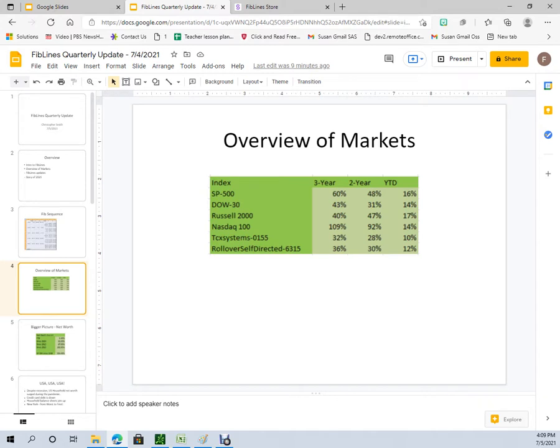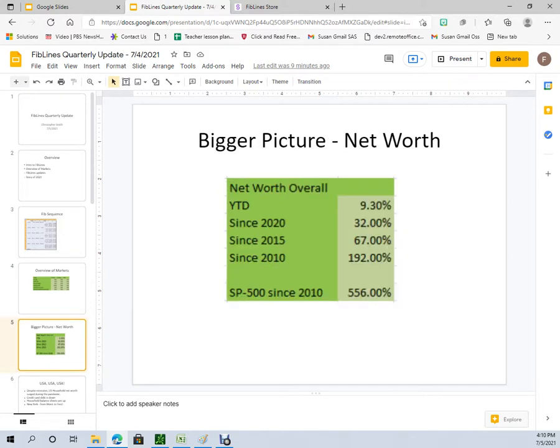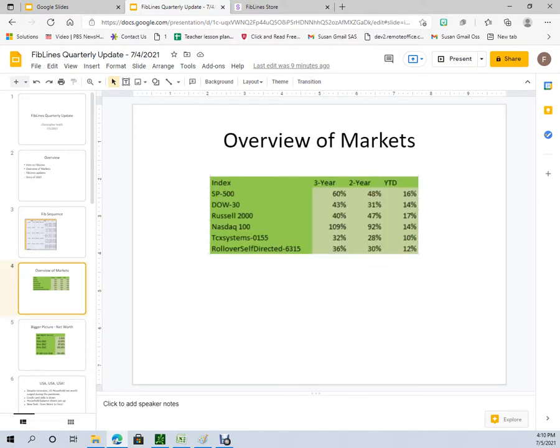Self-directed account of 12%. Main cash account of about 10% so far. And bigger picture overall is about 9% year-to-date net worth. I'm up about 192% since 2010. And generally, I'm about 70% in stocks. So if the market's up 10%, I expect to have about 7%. That's more or less the performance that we're seeing right here. I'm up about three quarters, 65, 67, about 70% of what the general stock market is.